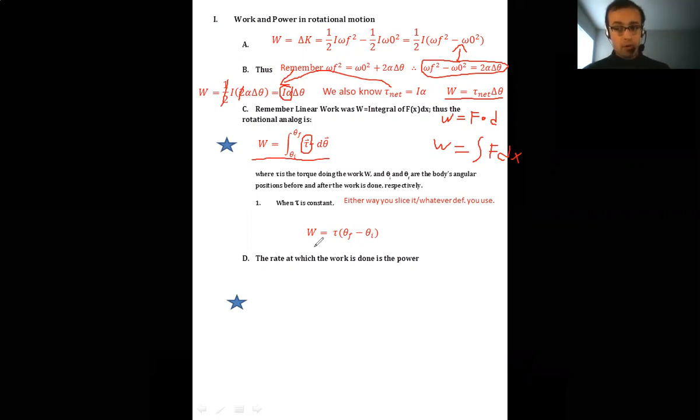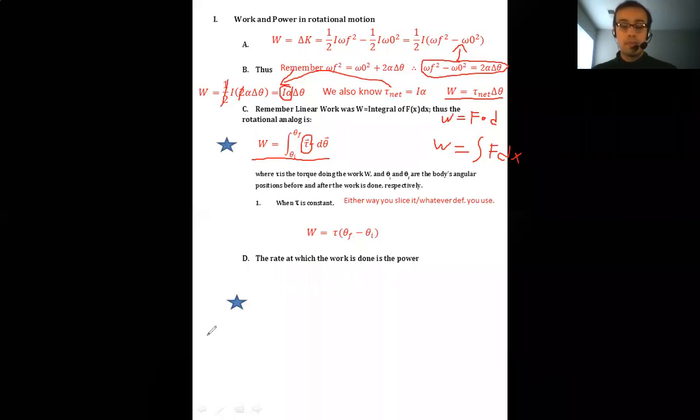Now, be careful. The torque may not be constant. It may be a function of theta. And if that's the case, then you should use the integral definition. So that's just a word of caution, that torque is not always constant. But if the torque is constant, then the work done by that torque is equal to torque times the final position minus the initial position.